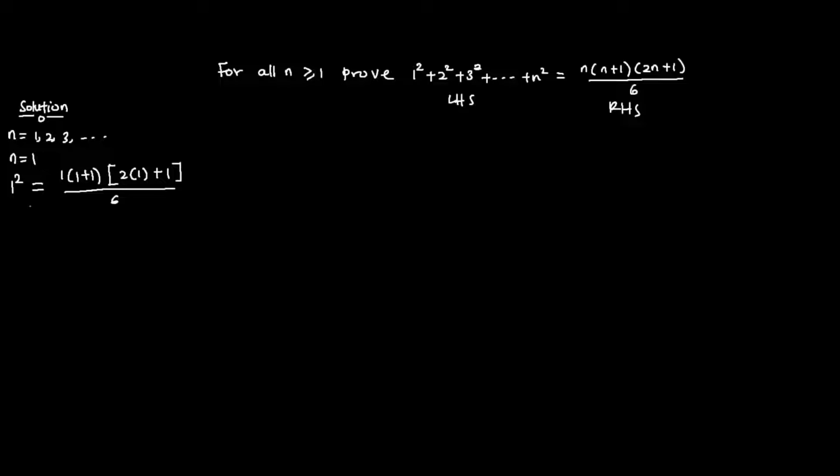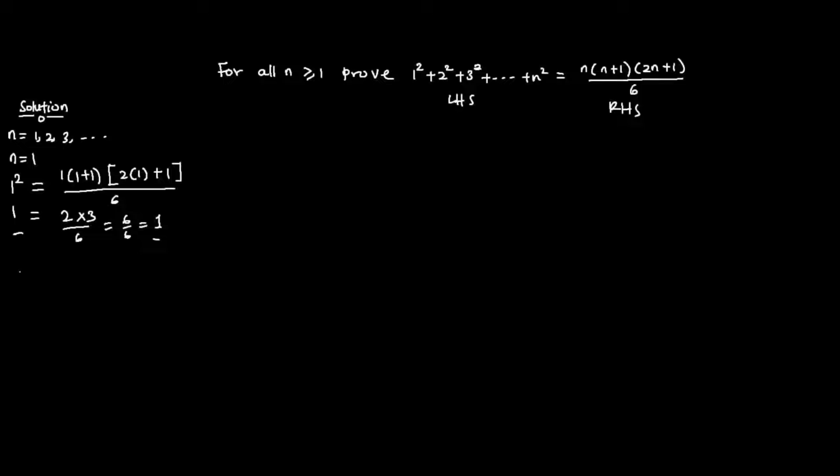So what you're going to do is check whether the value on the left hand side equals the value on the right hand side. 1 squared is 1, and this will be equal to 1 plus 1 is 2, multiplying 1 will give us 2, and then 2 multiplying 1 will give us 2, plus this one here, that will be 3. So that will be 2 times 3 divided by 6. So this will be equal to 6 over 6, and that will be equal to 1. So therefore the value on the left hand side equals the value on the right hand side. So it is true for the first n values.